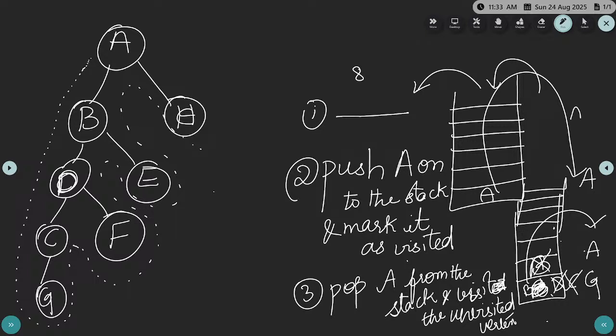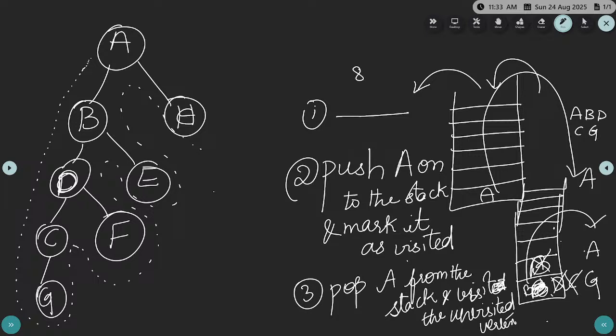So it is A, B, D, C, C and G. After that what should you do? Once G is visited, there is no child node for G. Now what should you do? Backtrack. Okay? Backtrack to C. There is no child for C. So you are backtracking the node.